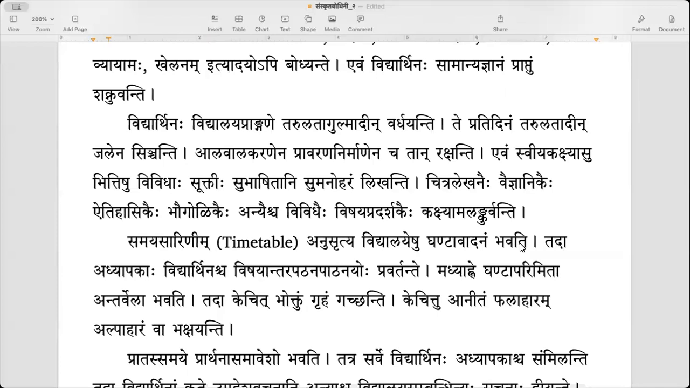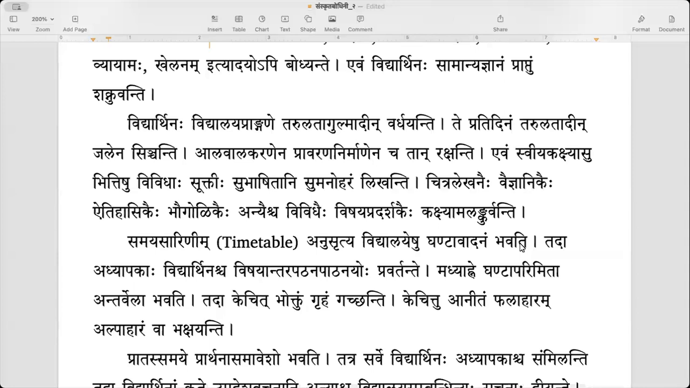Alavala karanena pravarana nirmanena cha tan rakshanti. Alavala karanena. Alavalam is the water basin around a tree. So pravarana nirmanena. Pravarana is fence, that one fence, like the chicken mesh which we put around.